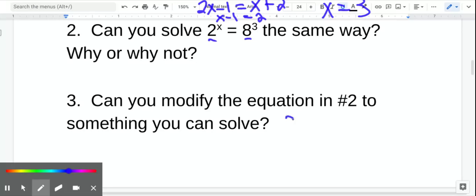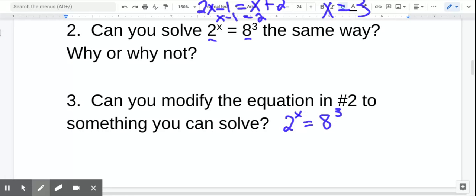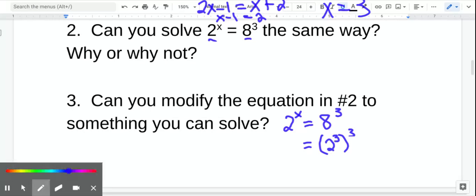Let me just rewrite this equation. 2 to the x equals 8 to the 3rd. Can we manipulate this so they do have the same base? I want to show you this. I recognize that 8 is the same thing as 2 to the 3rd power. So I am replacing this 8 with 2 to the 3rd.